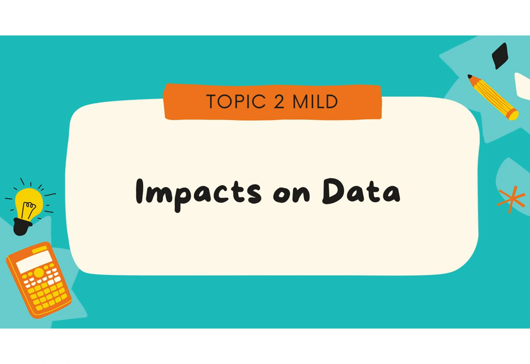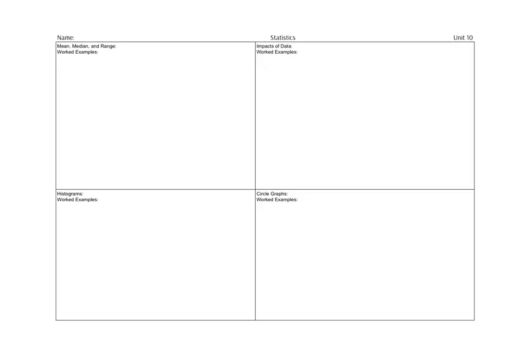All right, here's our second topic in Unit 10 on impacts on data. This is your mild video. In this video, we're going to look at what happens if we add or remove data to our already established data set. We're going to be in this upper right-hand corner of our note sheet. If you've got it, that's where you're going to want to write your worked examples. If you run out of room, there's space on the back. Just make sure you label it so you know what you're looking at.